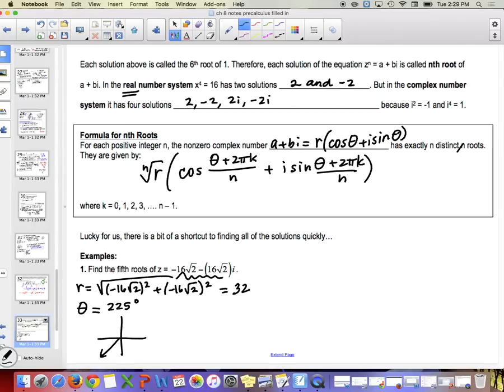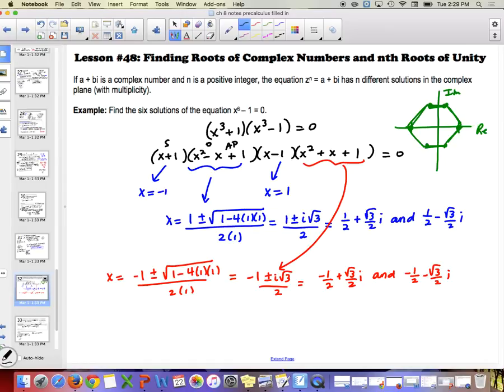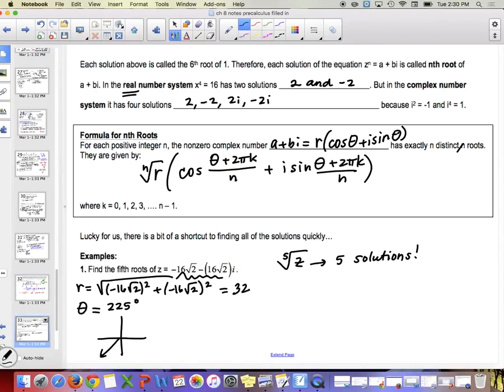So if we are finding the 5th roots, this is our z, and what we want is the 5th root of z, and there are 5 solutions. Just like I did on that last question, if I was finding x to the 6th minus 1 equals 0, there were 6 solutions to x to the 6th equals 1. So we would have 5 different solutions.